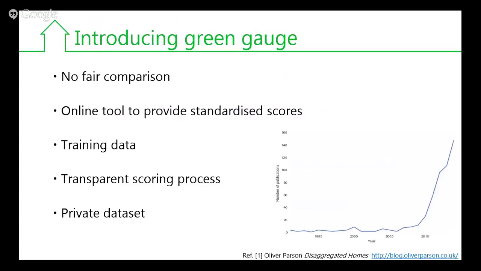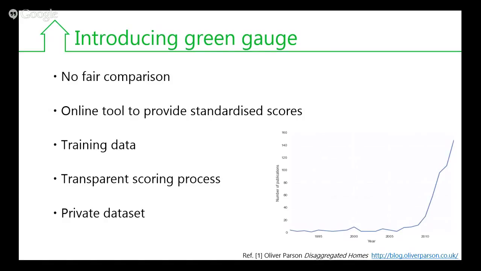And this is a real problem because it does make it very difficult to ascertain whether we're going in the right direction, how much progress has been made, whether we're reinventing the wheel even. So we aimed to come up with a tool, an online benchmarking tool, which would provide some sort of standardized score, which would enable the direct comparison of one algorithm against another.